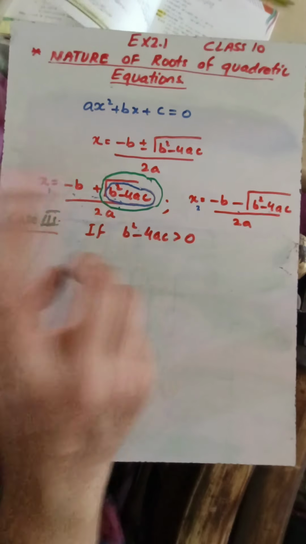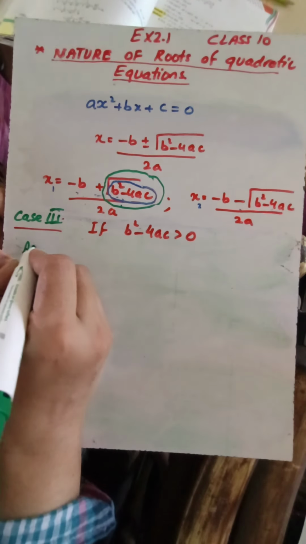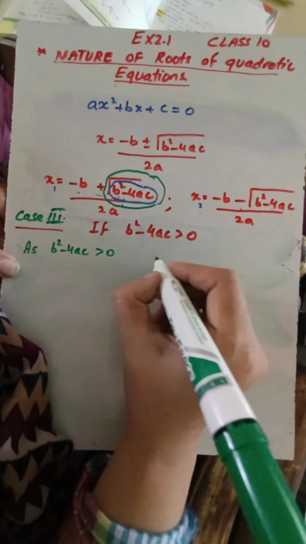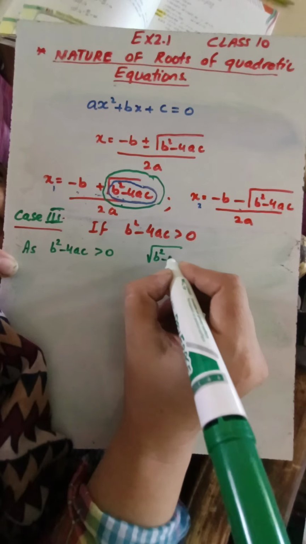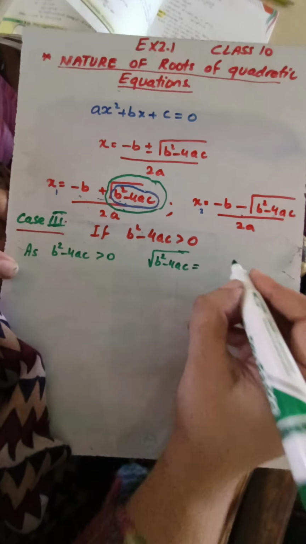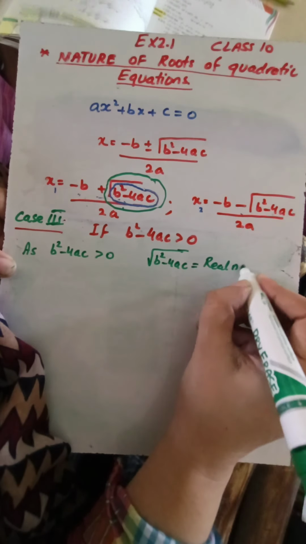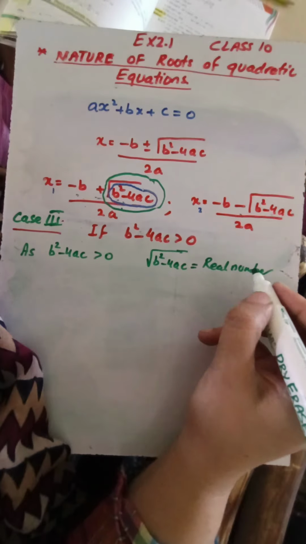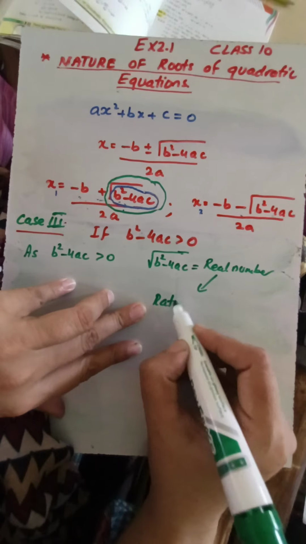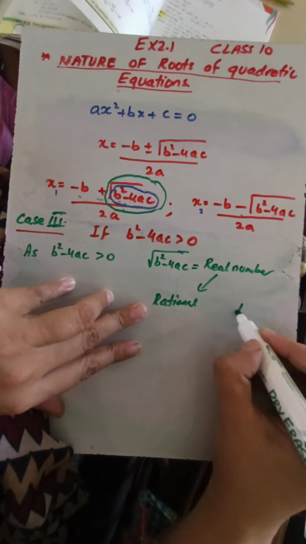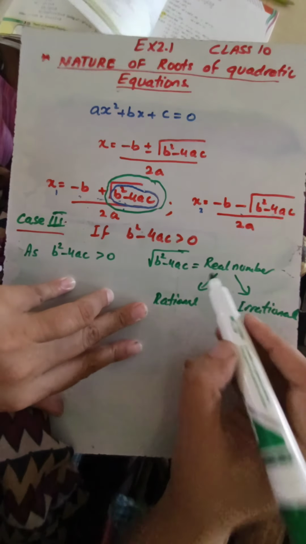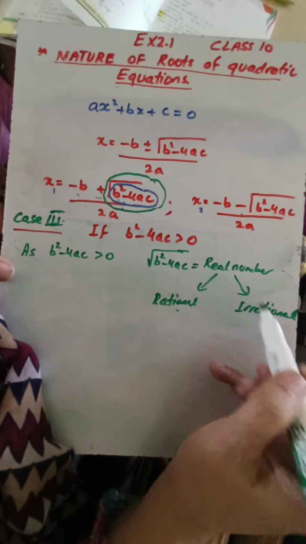As it is greater than 0, the root of this expression cannot be imaginary. It is going to be some real number. This square root will come out to be some real number. Now in the next step we are going to discuss when this will be a rational number and when it is going to be an irrational number. Because it is real, it may be rational, it may be irrational.